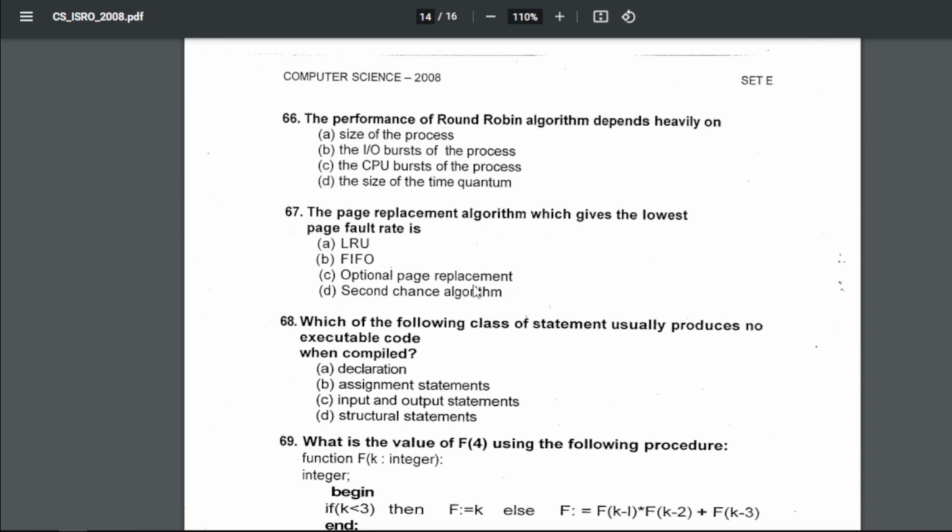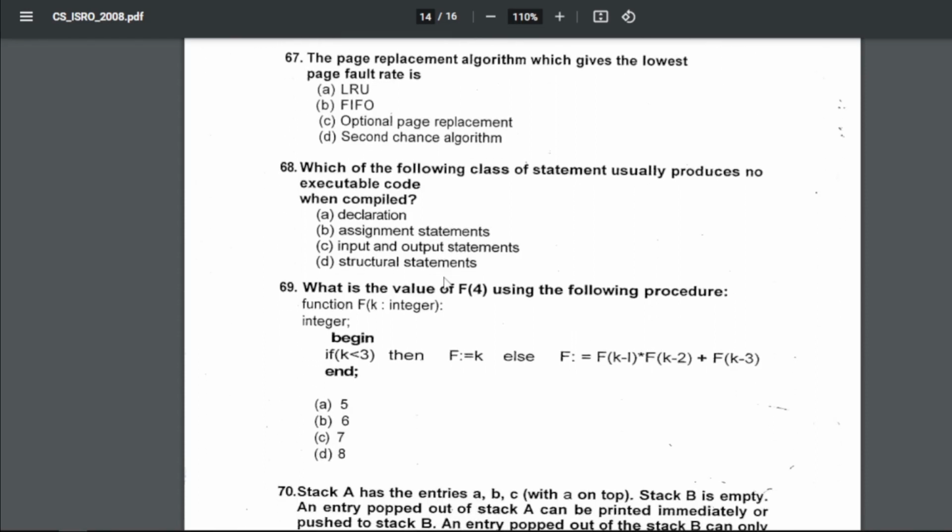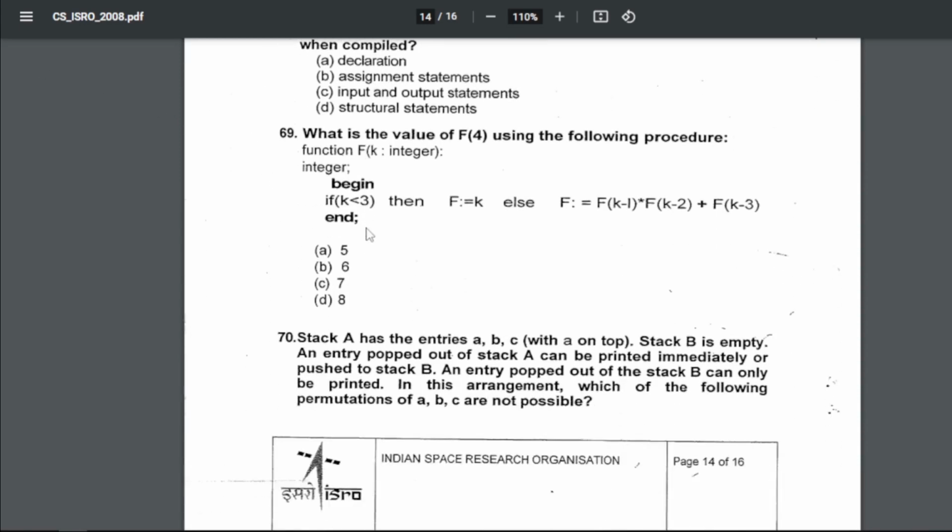67 is the page replacement algorithm which gives the lowest page fault rate. So I hope you remember that is optimal page replacement. So optimal page replacement is a replacement algorithm that gives the lowest page fault rate, right? So optimal page replacement, option C will be the answer. Next is 68, that is which of the following class of statement usually produce no executable code when compiled. So for 68 our answer will be A, that is declaration.